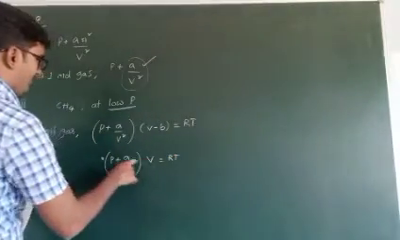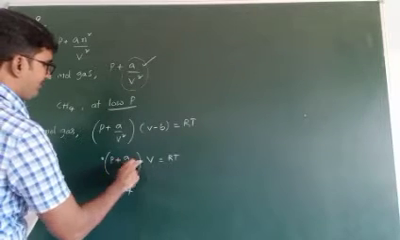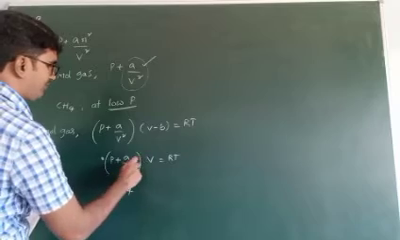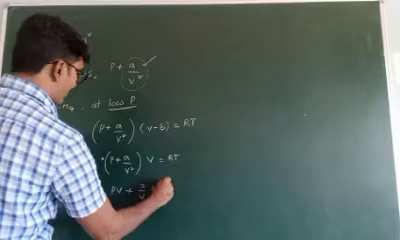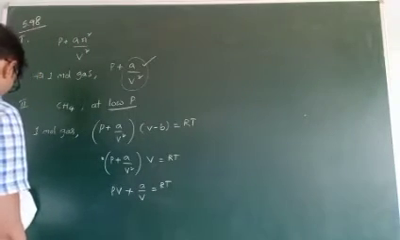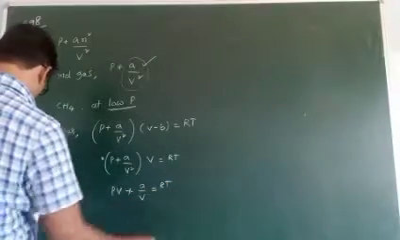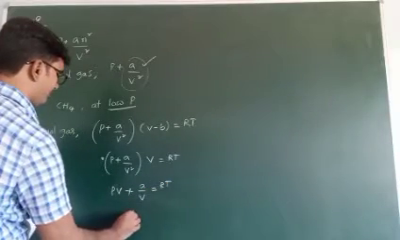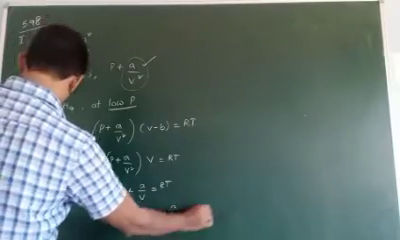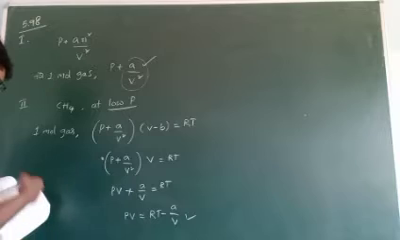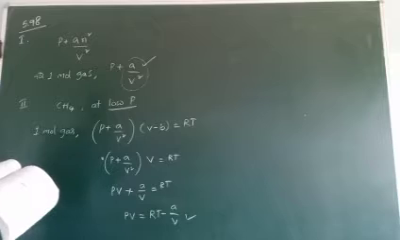Now multiply with this V: P into V, PV, plus a into V by V square. a by V square into V, a by V is equal to RT. Do you understand? This one moves to that side, then PV is equal to RT minus a by V. Let's check this one. Yes, answer B is the correct answer for this one. B is the correct answer. Next one.